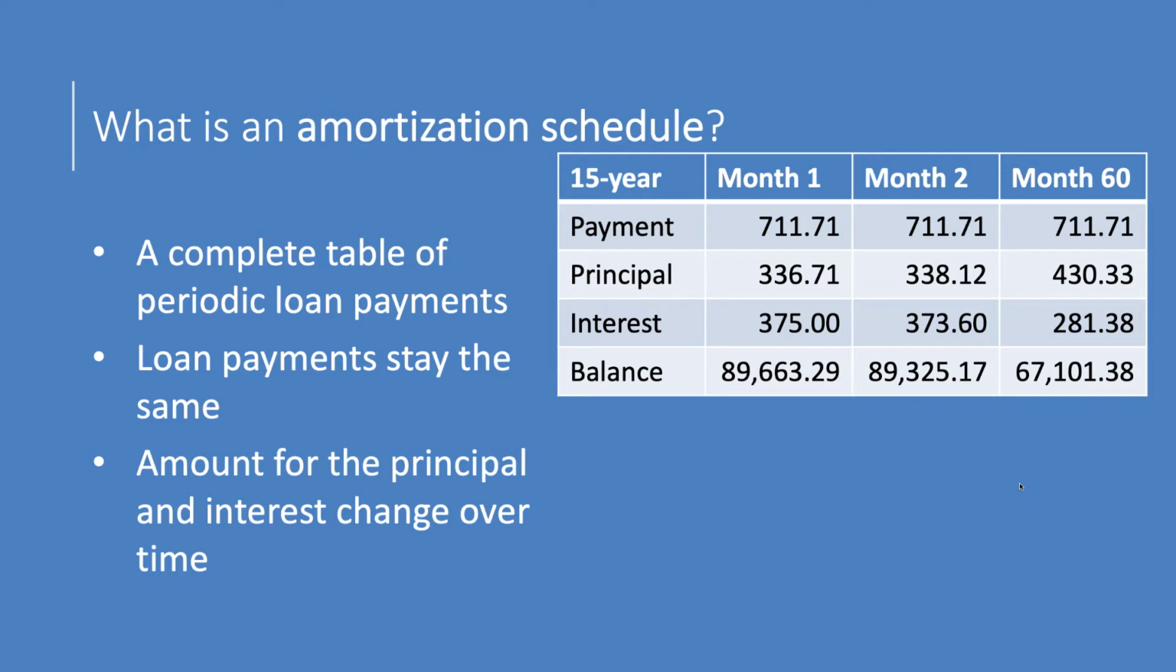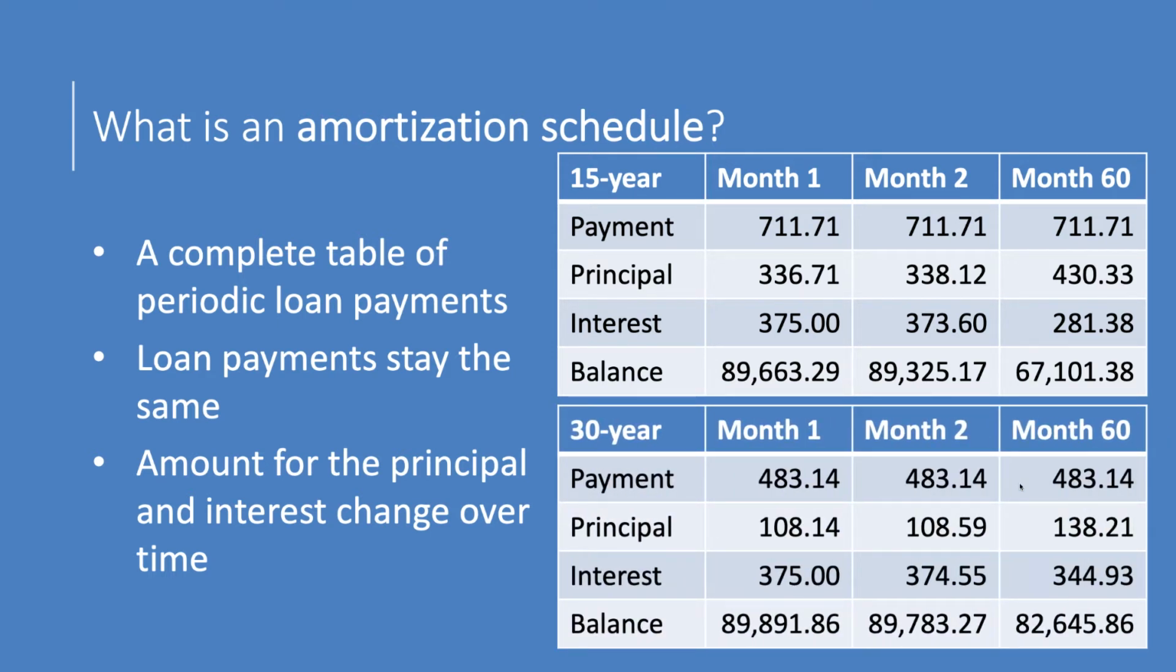If you wanted to just write a check to pay off the loan today, at month 60, you'd need to write a check for $67,101.38. Or you just keep paying your monthly payment, $711.71. That never changes. So let's double the term. Now what happens? We look at month 1, month 2, and month 60 again.